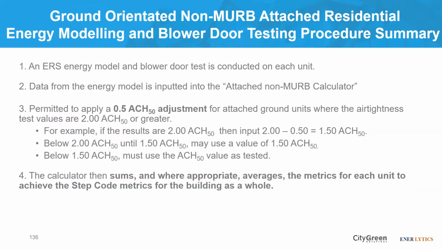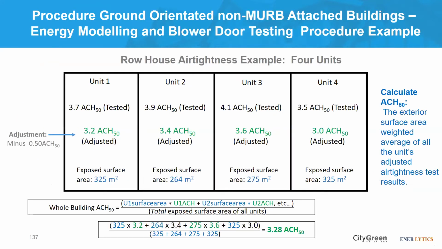This sounds kind of complex, so we have an example of a row house air tightness test for 4 units. In this particular example, each unit had a different air change per hour result as tested, which is shown here, and each of them has a different exposed surface area, as shown here. What you do in this particular case is you take your as-tested result and you minus 0.5. So here, for example, at 3.7 ACH, you minus 0.5 for 3.2.